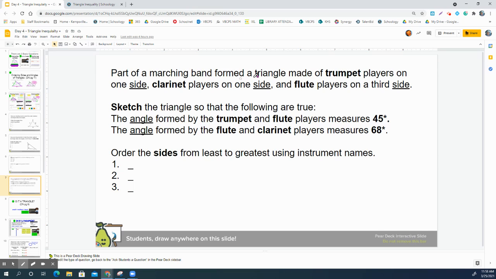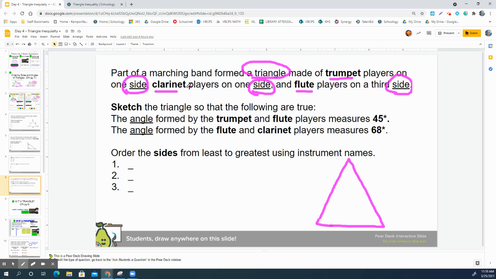Part of a marching band formed a triangle, right? So I'm all of a sudden imagining myself up in the stands, watching some kind of game or parade, and there's a marching band doing cool formations around the field. It's made up of trumpet players on one side, clarinet players on one side, and then flute players on the third side. So when I go to draw my triangle, we've been labeling our angles, so the temptation is to do T for trumpet, C for clarinet, and F for flute.